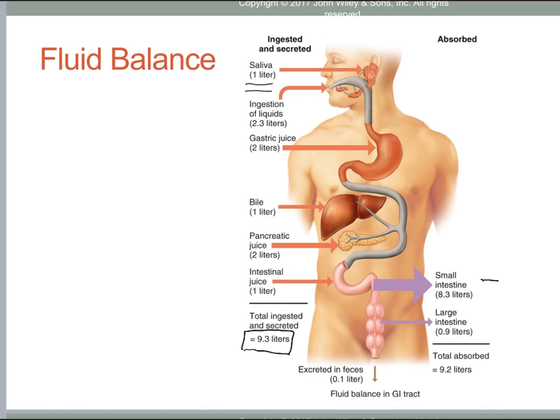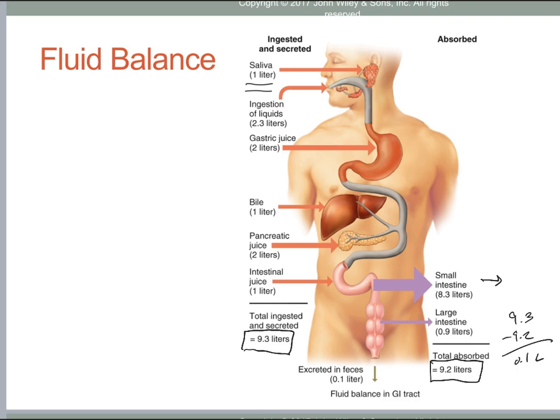Now, the small intestine, remember we said, does the majority of our absorption. We are taking about 8.3 liters through the small intestine. The large intestine is going to take up about 0.9 liters. We need to be precise here because we don't want to absorb all of it. So we get a total absorbed volume of about 9.2 liters, which if we do the math, 9.3 minus 9.2, gives us 0.1 liters or 100 milliliters of fluid that's excreted into our feces.